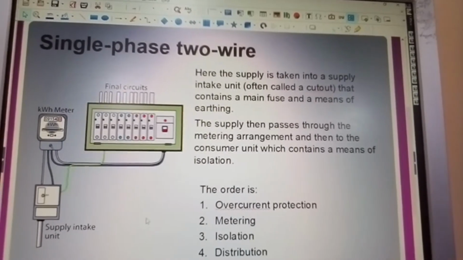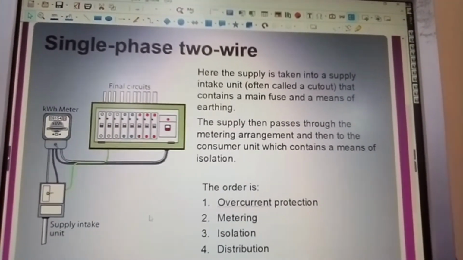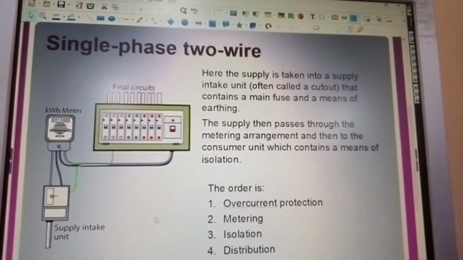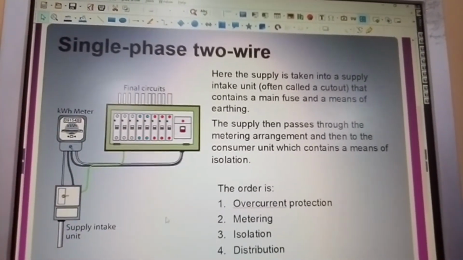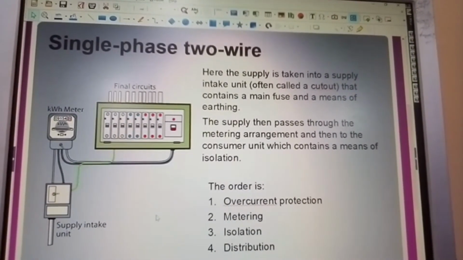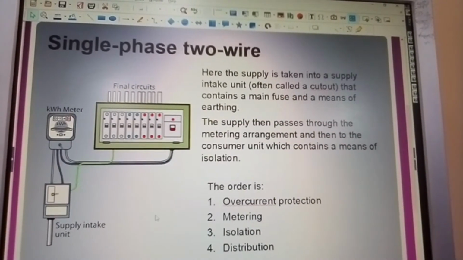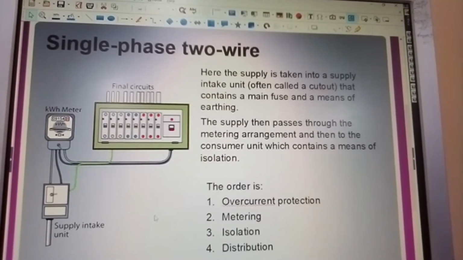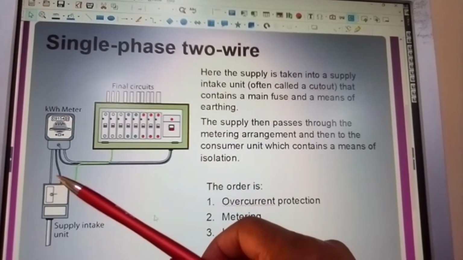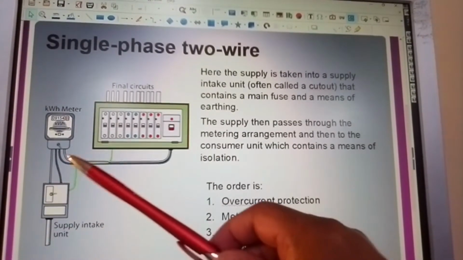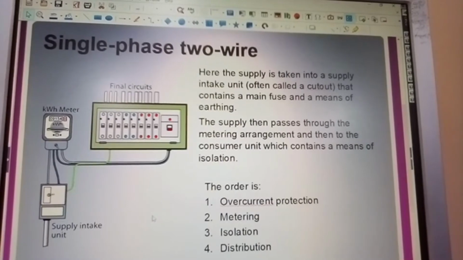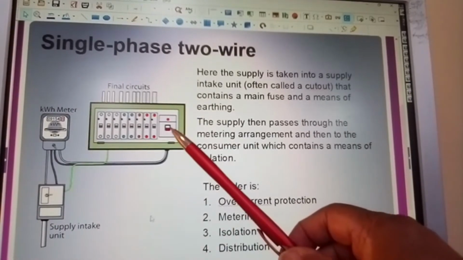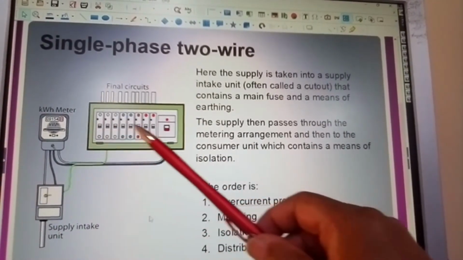And here we have a single phase 2-wire system. Here's a supply taken into a supply intake unit, often called a cutout again, that contains the main fuse and means of earthing. And again here you can see you have your live and neutral here. And that's feeding your consumer unit. The order is overcurrent protection, metering, isolation, and distribution.